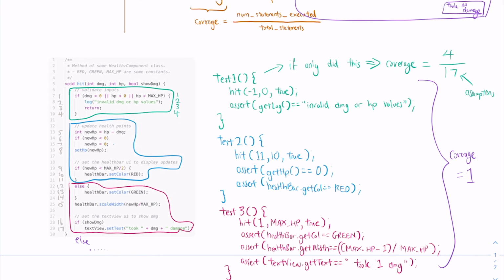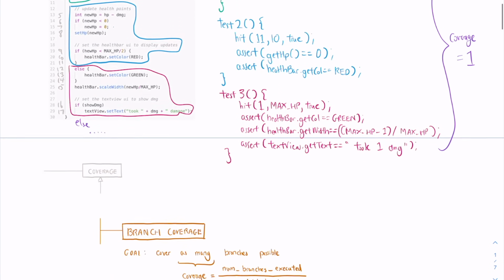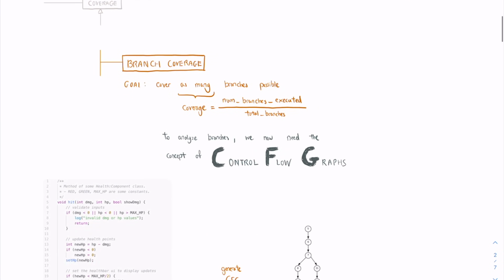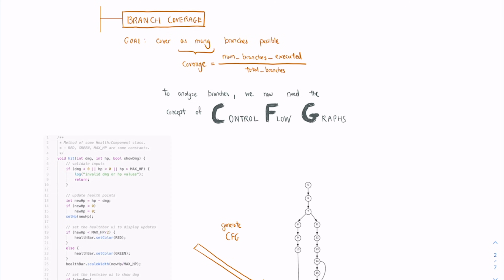That's where we will move to our next technique over here, which is called branch coverage. For branch coverage, our goal now is to cover as many branches as possible, with the coverage statistic now becoming the number of branches executed by your test code divided by the total number of branches altogether in the method under test. And similarly, we will try to strive for the value of 1 for this coverage.